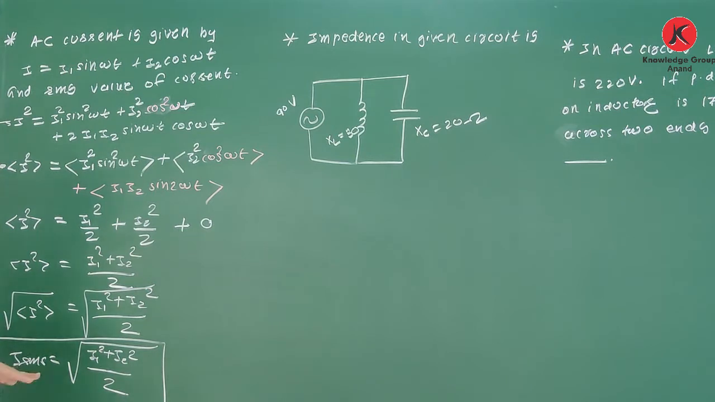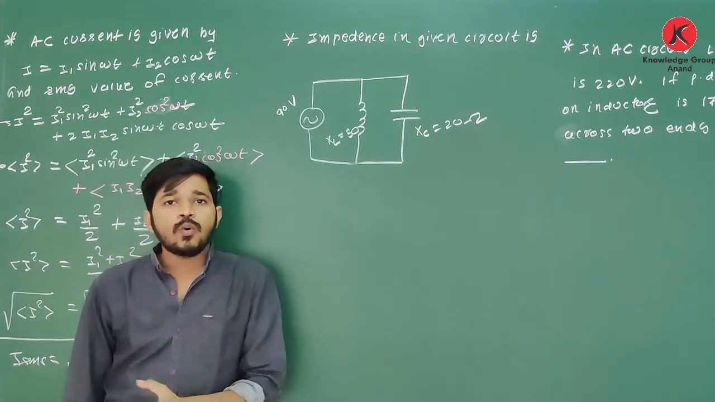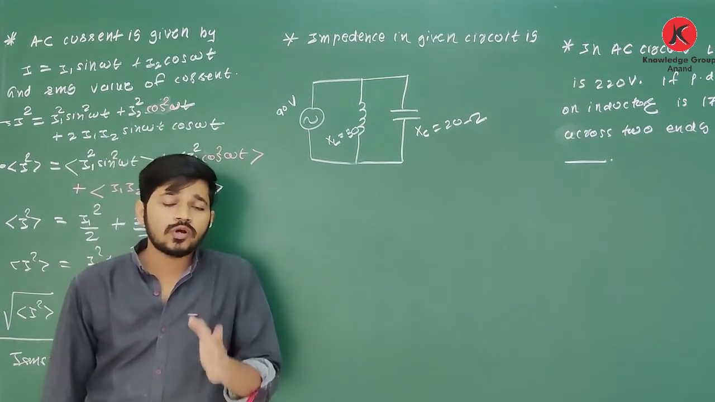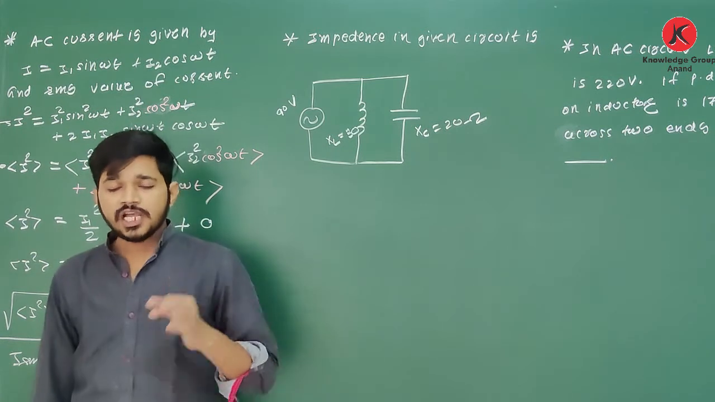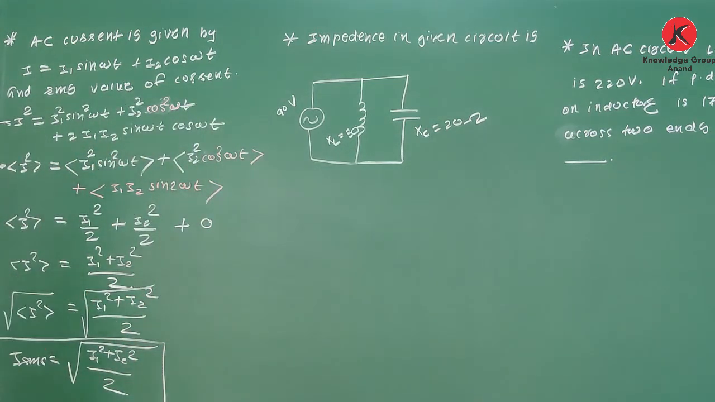One easy question, but you have to remember that average of sine and cos over a period is 0, while average of sine square or cos square over a period is 1 by 2 if they are function of time. Okay. Now next question. See, you are given one circuit.